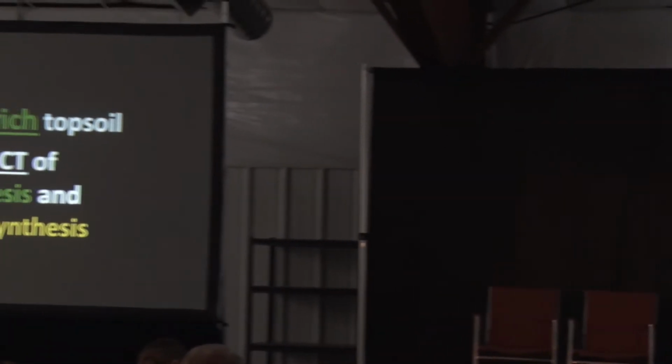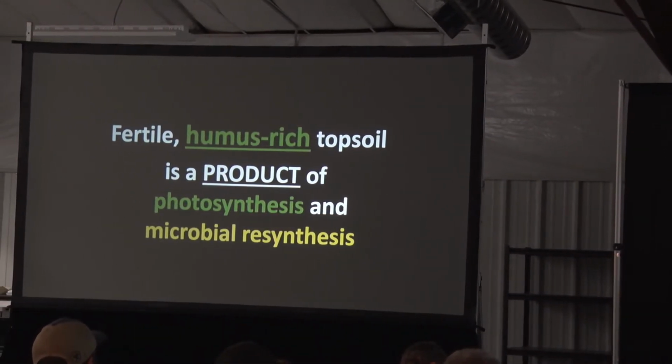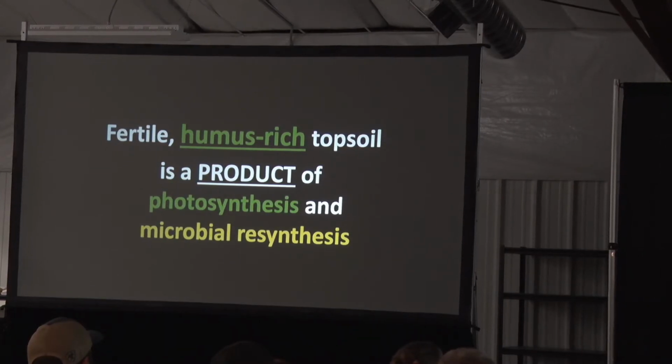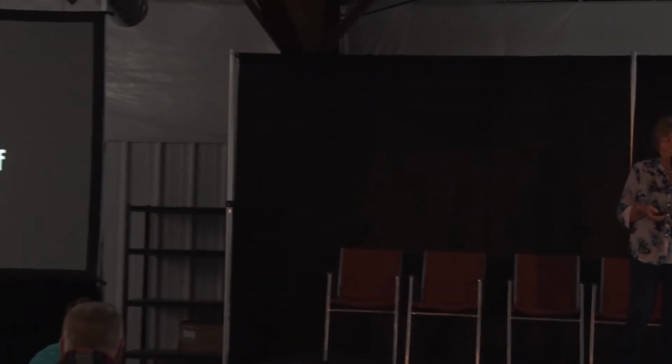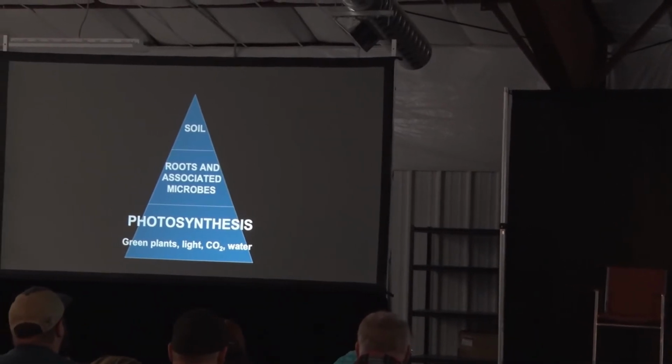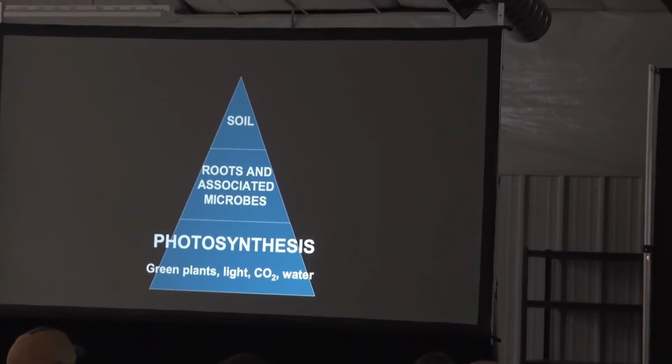So we need green. And then if we want aggregate formation and humification, we must have microbially active soil. So we've got to really think about these beneficial soil microbes and how we're going to support them. Humus-rich topsoil, which is what we want, is a product of photosynthesis and microbial synthesis. You don't just wake up one morning and find there's topsoil there. It's something we have to produce, and it's photosynthesis, not soil, that forms the base of the pyramid of life. So our pyramid looks like this.